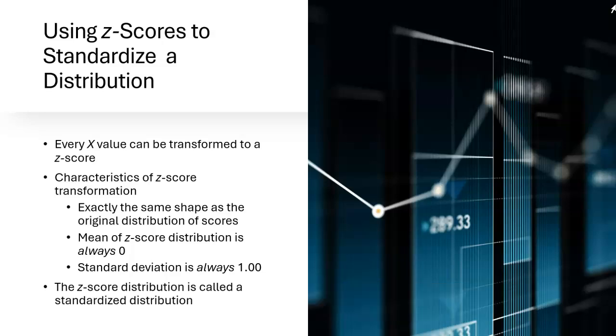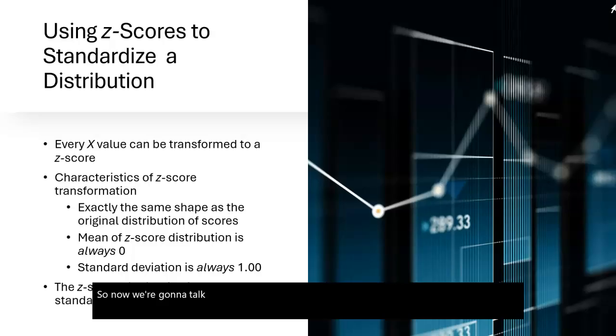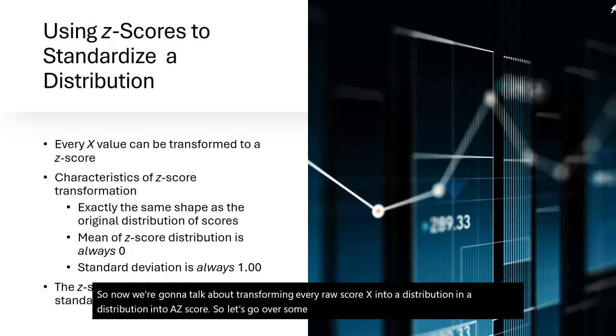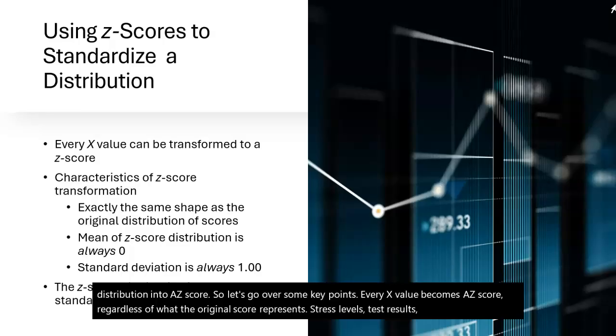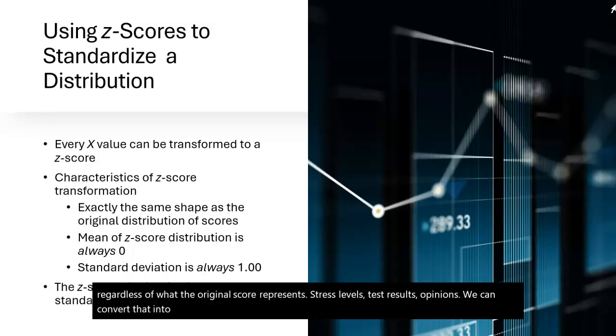So now we're going to talk about transforming every raw score, x, in a distribution into a z-score. So let's go over some key points. Every x value becomes a z-score, regardless of what the original score represents: stress levels, test results, opinions. We can convert that into a z-score. All you need to know is the mean and standard deviation of that data set.